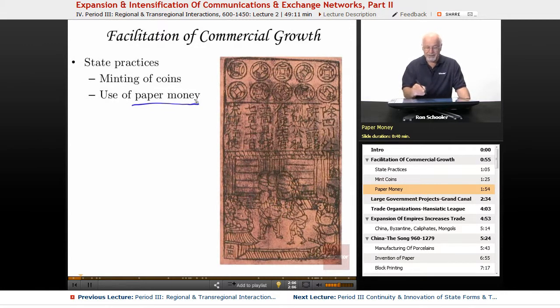Okay, so here's a picture of early Chinese paper money. What an invention, paper money. How can you make something that's not terribly valuable represent something that's valuable and have people accept it? Well, you have to have the state back it up. And so we have the invention of paper money.